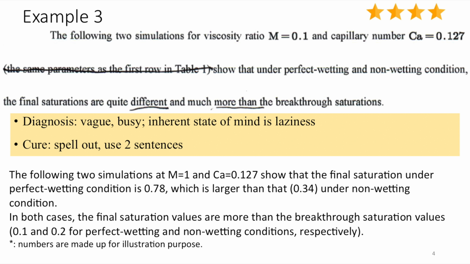Example 3. This sentence is vague and busy. The keyword is to spell out what the final saturation values are and do a comparison to be informative. I use "larger than" here, rather than just stating "different." Also, the comparison between final saturation and breakthrough saturation is on another level and should be in a separate sentence.